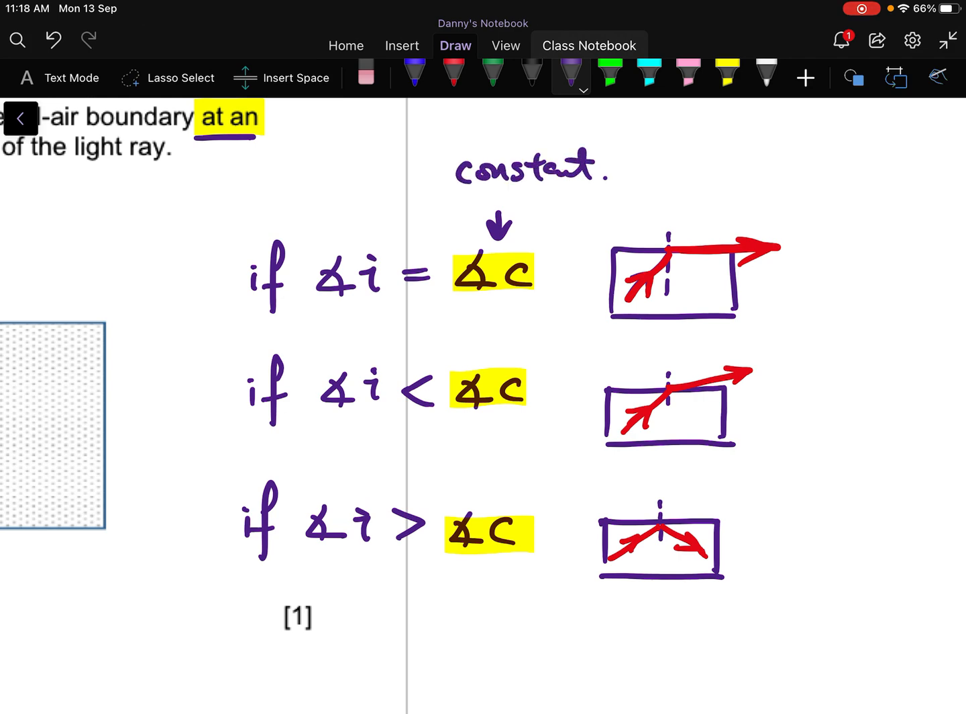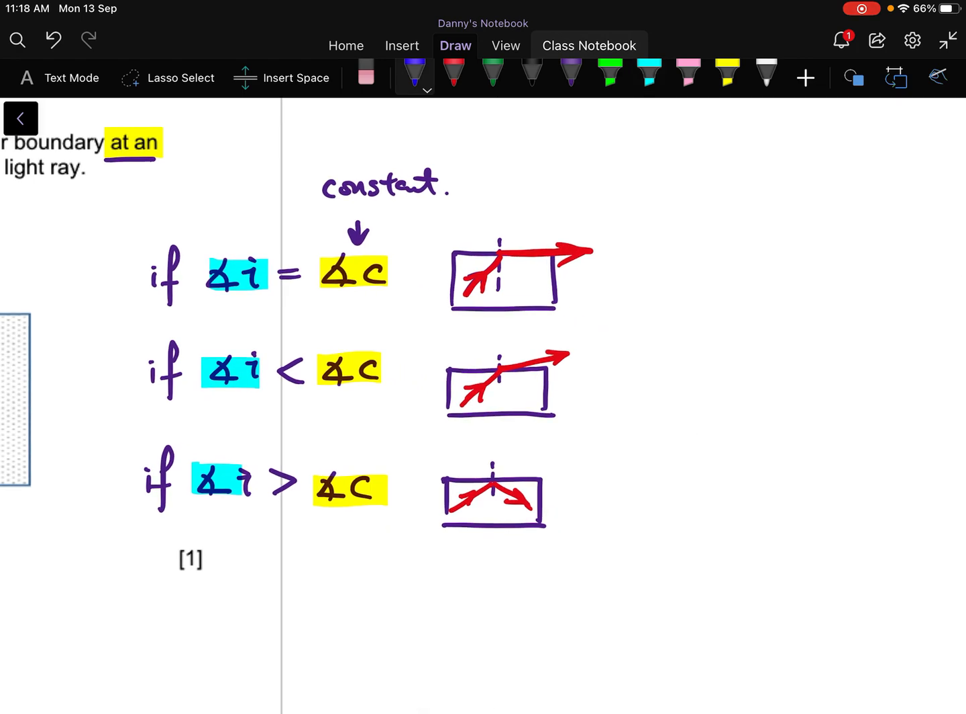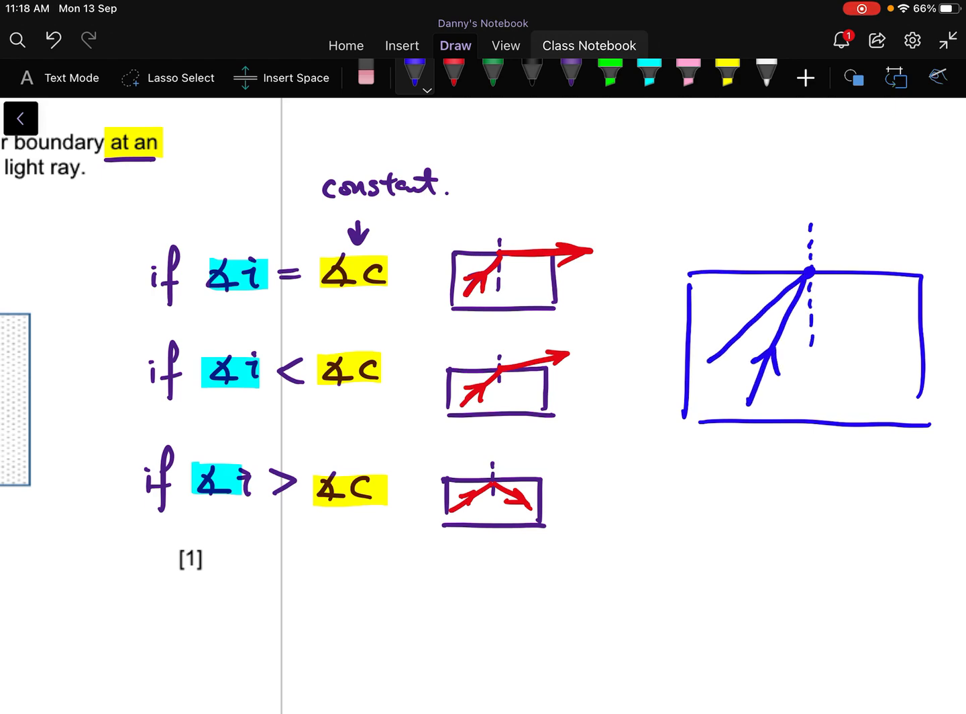It depends on the material, but the angle of incidence can change. You can shine the light in at different angles. So let's say I have a block of glass. I want to shine the light here. I can shine the light like that, I can shine the light like this, I can shine the light like this. By shining the light at different angles, my angle of incidence will be different. Can see?